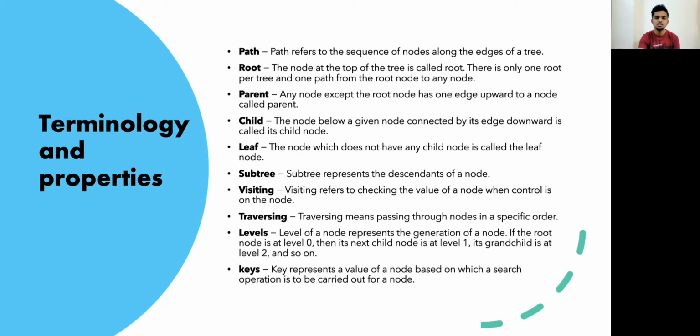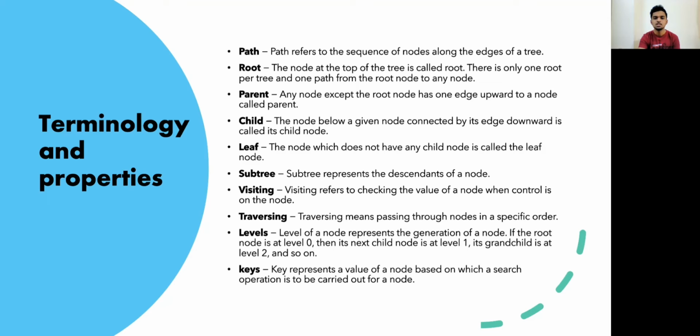Leaf. The node which does not have any child node is called a leaf node. Subtree. Subtree represents the descendants of a node. Visiting. Visiting refers to checking the value of a node when control is on the node. Traversing. Traversing means passing through nodes in a specific order.